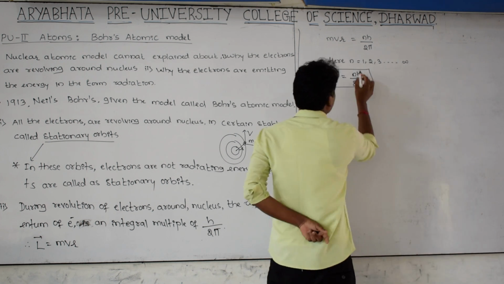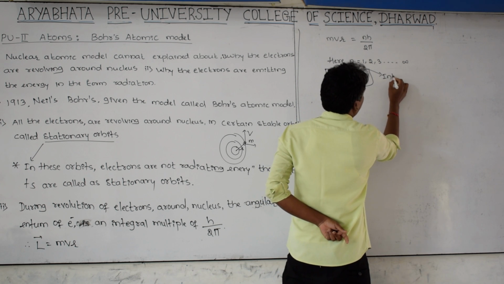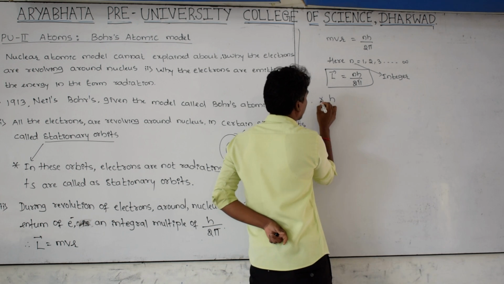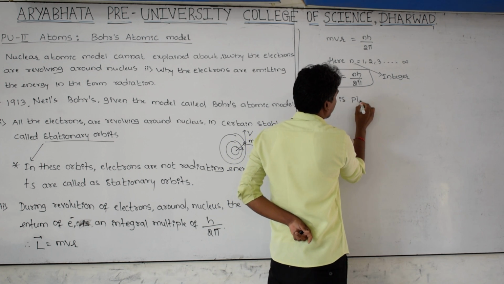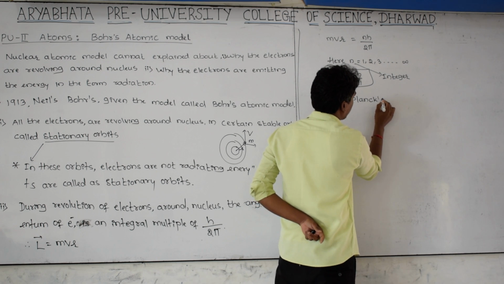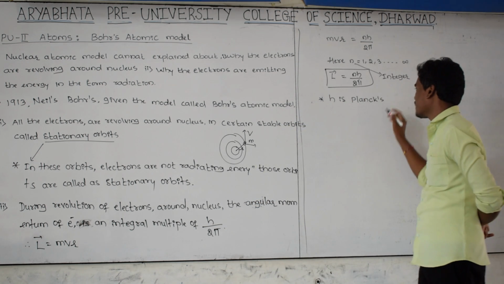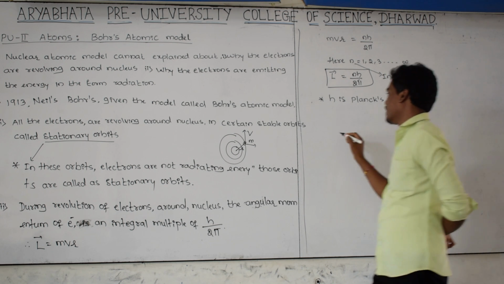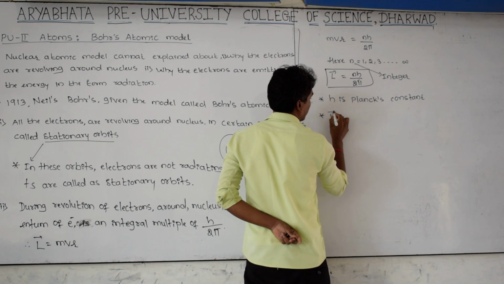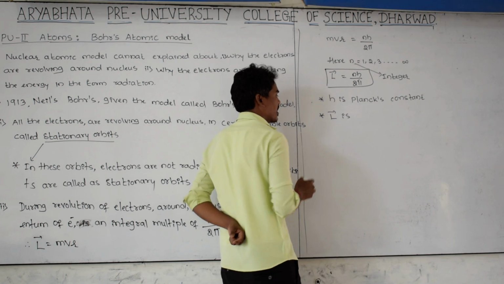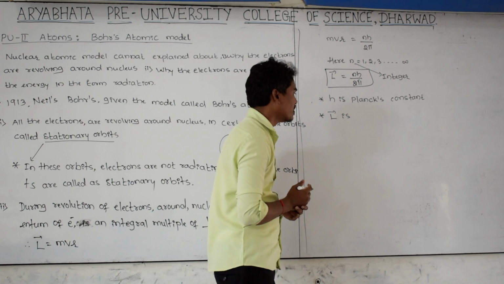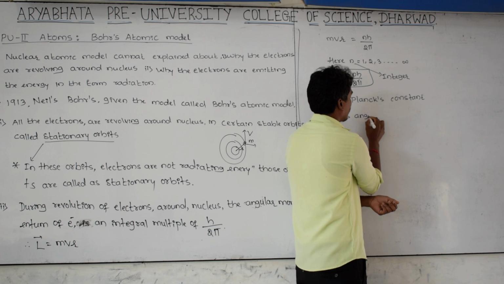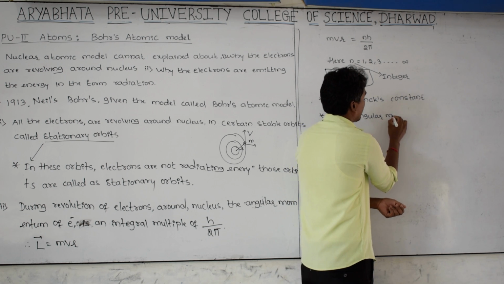And here n is an integer, and h is Planck's constant, whose value is 6.62 × 10⁻³⁴ joule second. Next, L is angular momentum. I am taking the arrow mark because angular momentum is a vector quantity. L is the angular momentum of the electron.